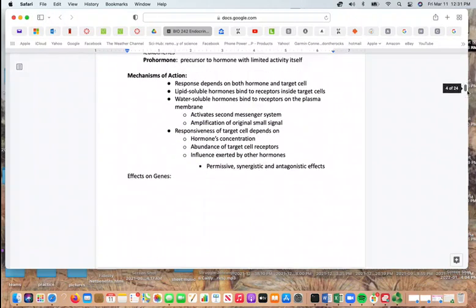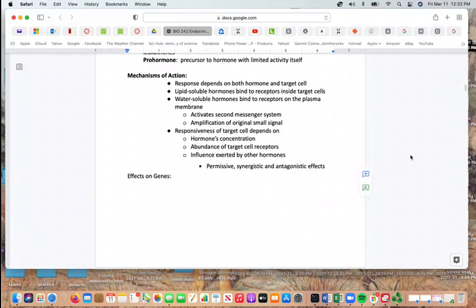So the mechanisms of action in general, the response will depend on what the hormone is and what the target cell is. So lipid-soluble hormones bind to receptors inside of target cells, where with water-soluble hormones, they'll bind to receptors on the plasma membrane. This will generally activate the second messenger system, and it allows for amplification of the original small signal. The responsiveness of the target cell is going to depend on the concentration of the hormone, how many receptors you have, and then this can also be influenced by other hormones.